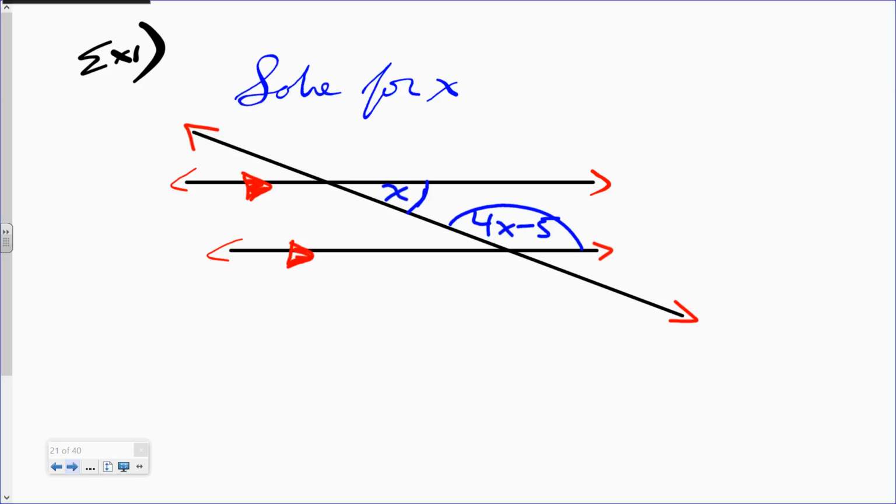Which one? Same side interior. Look at, they're both in the inside of the parallel lines. Like inside a house, the interior of a house. Look at their inside, both. And they're both on the right side of the transversal. So we're dealing with same side interior.